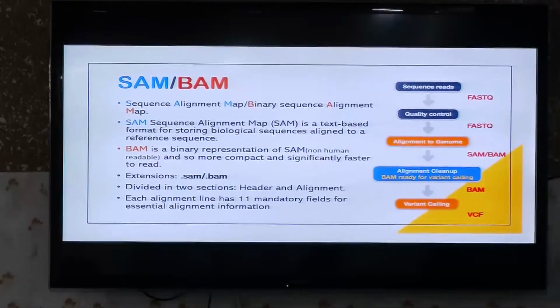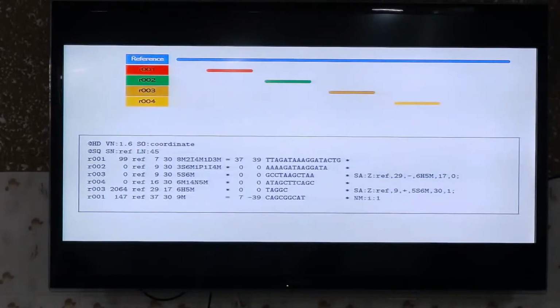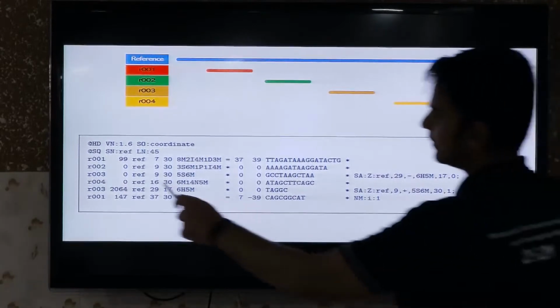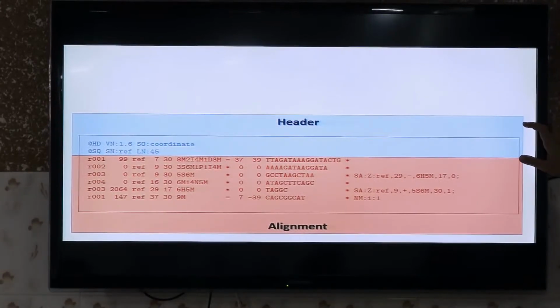The structure of both files is divided into the header part and the alignment part. So this is the reference, and these are our 4 reads, which are aligning to the reference at 4 different positions. This is a representative idea of our alignment part. Over here we have the header part. The part that starts with the @ sign is our header part, and the part which starts with the read name is our alignment part.